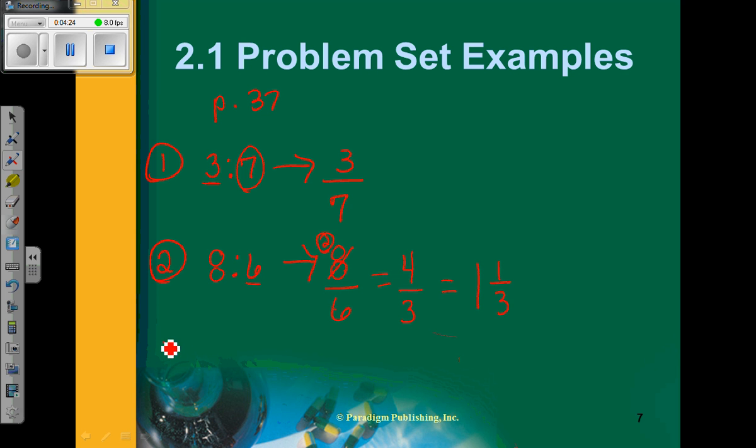Next, I'm going to skip down to number 4, because I'm just giving you a few examples to get you started. 4 to 6, again, 4 would be on the top, colon would be your line, 6 would go underneath. Okay, this can be reduced down further. 2 is a common number that will go into both of these evenly. So 2 will go into 4 2 times. 2 will go into 6 3 times. So your answer is 2/3. Okay. So those are some examples of the first section.